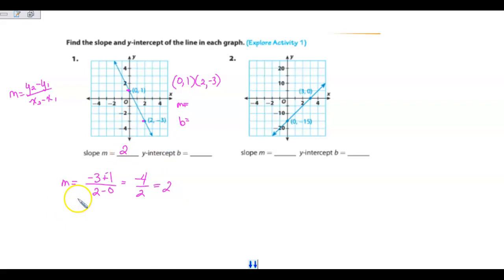Now they want us to find what our y-intercept is. The y-intercept, we know, is passing through this point. It has 0 for its x value and a value for the y. It is not going through the origin, so my y-intercept is at 1.